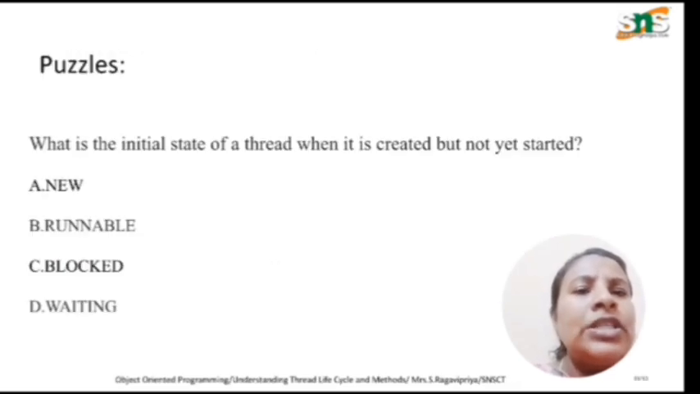So puzzle: what is the initial state of a thread when it is created but not yet started? There are four options. First one is new, second one is runnable, third one is blocked, fourth one is waiting. So the correct answer is option A, new.